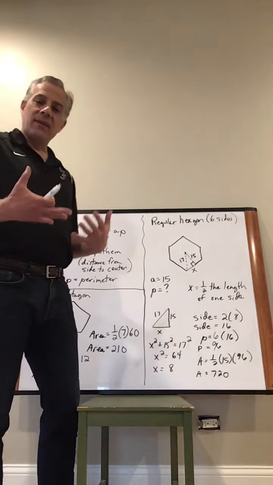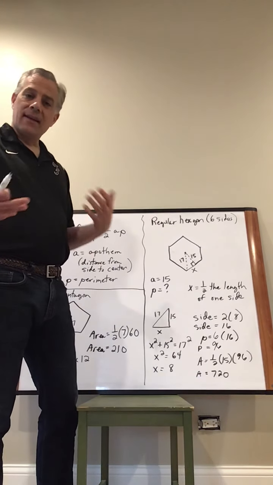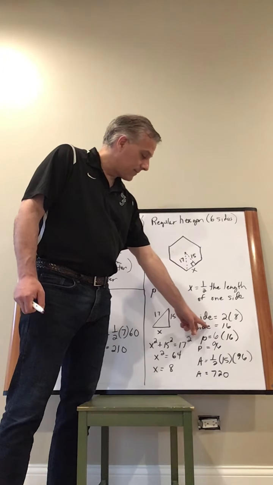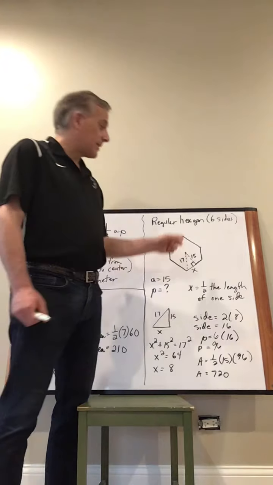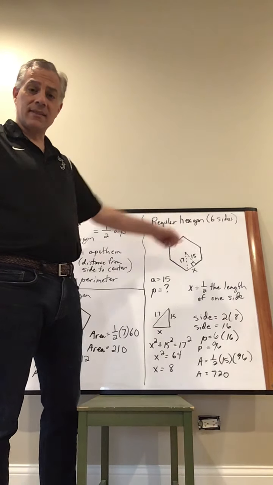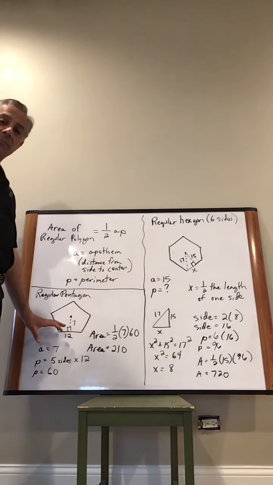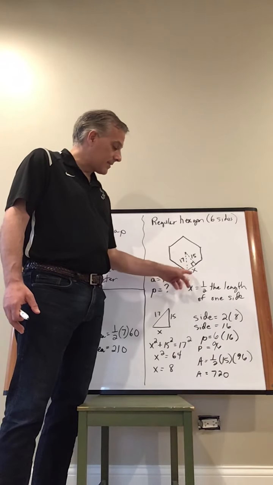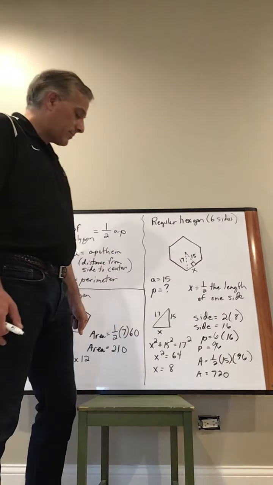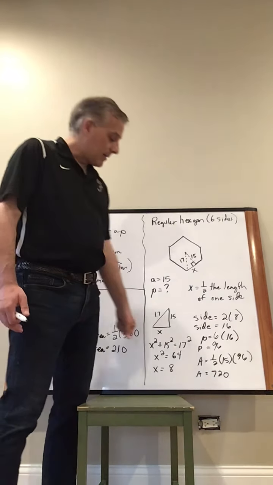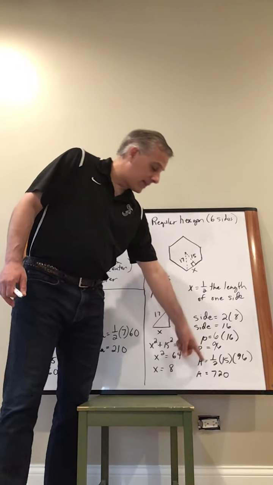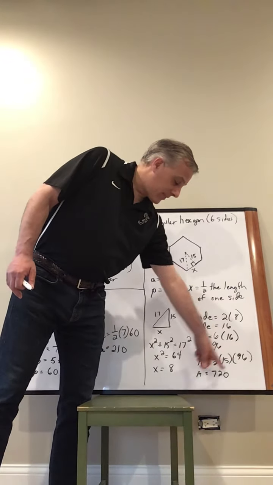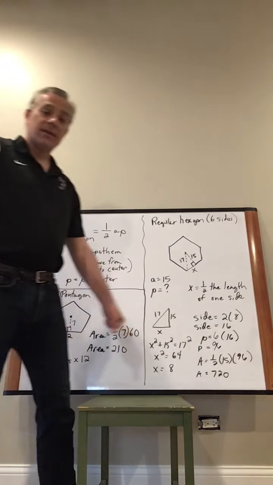Once I have the apothem and the side, then I just do the calculation. The perimeter is going to be 6 times the side. Why is it 6? Well, this is a hexagon, which has 6 sides. Earlier we multiplied by 5 because that was a pentagon, which has 5 sides. If it's an octagon, you multiply by 8. This is a hexagon, so 6 times 16 equals 96. That's our perimeter, and then I can just plug into the formula. 1/2 times 15 times 96 equals 720.